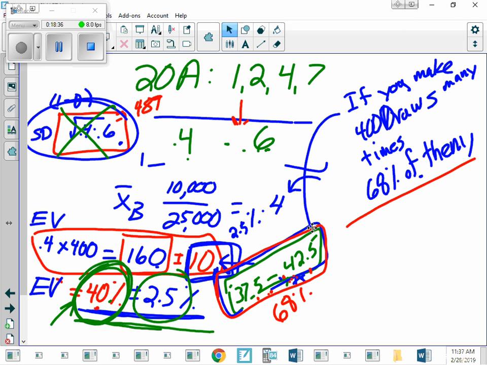But let me go through it one more time. Okay, if we know what's in the box, I can make a prediction using the expected value, or sorry, the average of the box. I can predict the expected value and the standard error based on the standard deviation of the box. None of that has happened yet. That is a prediction on what will happen when you talk to 400 people at that college. Does everybody understand that? Okay?